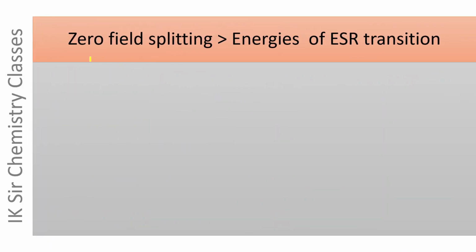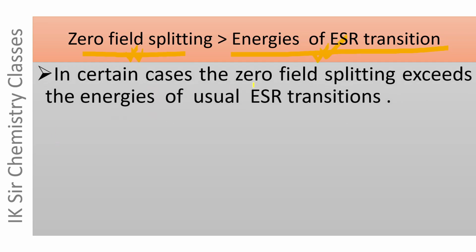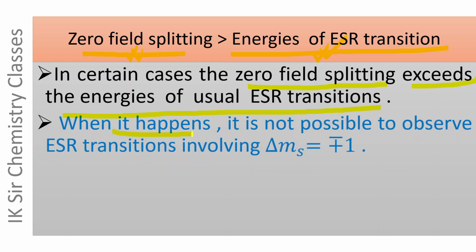In some cases, the zero field splitting may be greater than the energies of ESR transition. The zero field splitting may have a greater value than the energy required for ESR transition. In certain cases, zero field splitting exceeds the energies of usual ESR transitions. When it happens, it is not possible to observe ESR transitions involving delta Ms equals ±1.